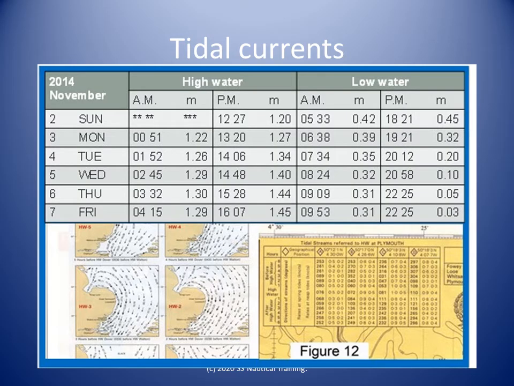Currents are the horizontal movement of water. The rise and fall of tides create a current near the shore and in bays and river mouths along the coast. These are called tidal currents, and they change in a regular pattern and can be predicted.